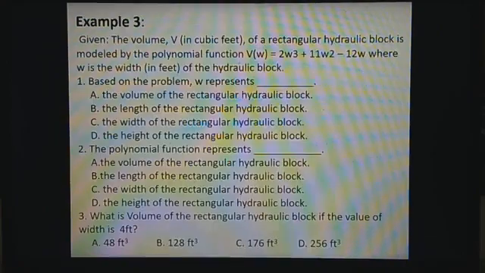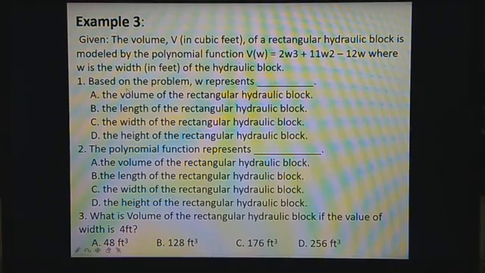Next, examples 1, 2, 3 again. So, what if the question is like this? The volume in cubic feet of a rectangular hydraulic block is modeled by the polynomial function V of w is equal to 2w raised to 3, 11w raised to 2 minus 12w, where w is the width in feet of the hydraulic block. The questions are the following for the given problem or statement.